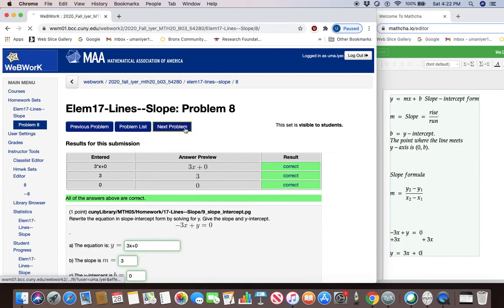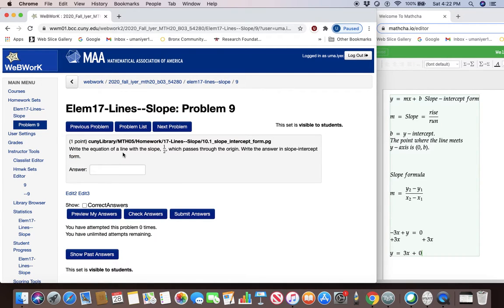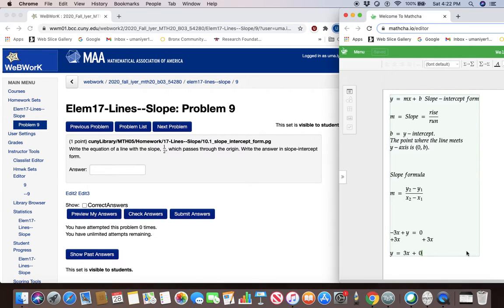Which brings me to the next problem. Write the equation of a line with slope 1 over 2 that passes through the origin. All right. So slope is 1 over 2 and it passes through the origin. That is, what does that mean? It means my y-intercept is 0.